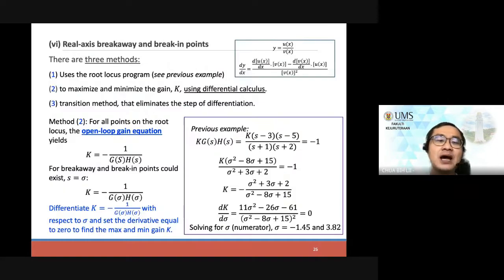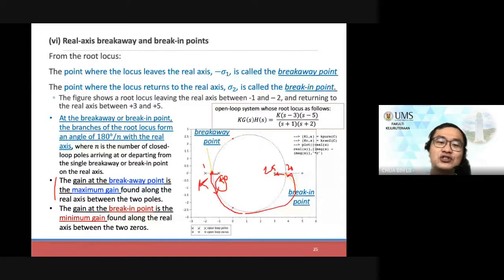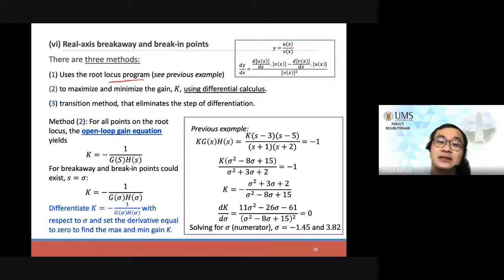So how can we calculate or estimate? There are three methods. For sure, the first one is to just use simulation software. If you give me the diagram, I have tried using Scilab. I just plot it out, then I get that pattern. So we can use the root locus program.